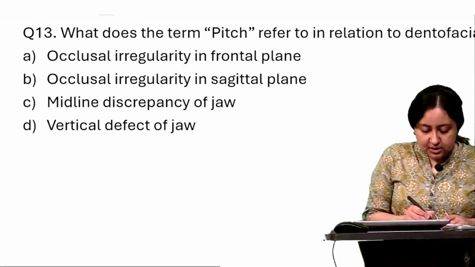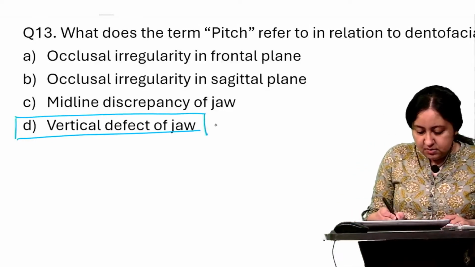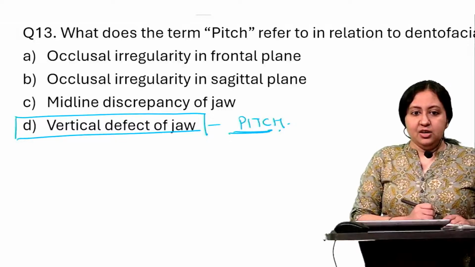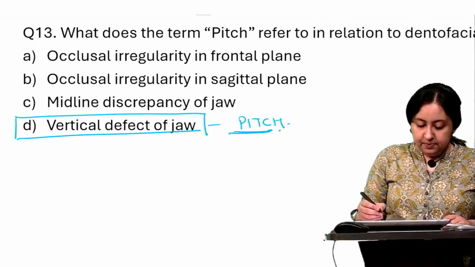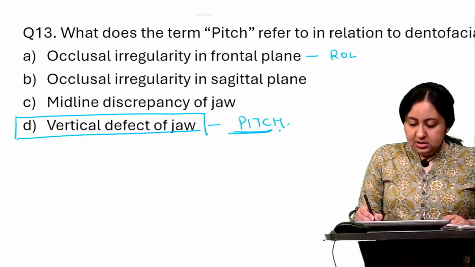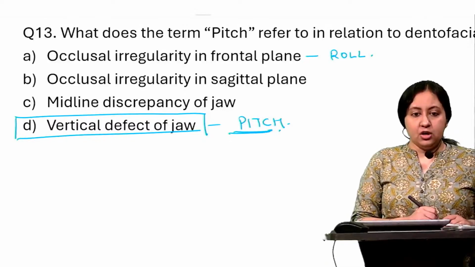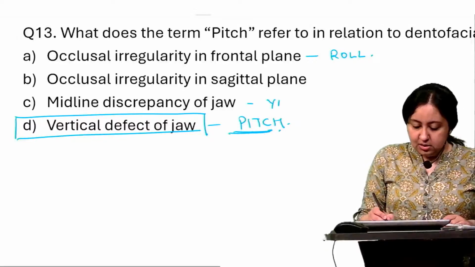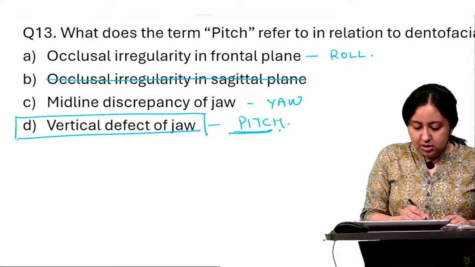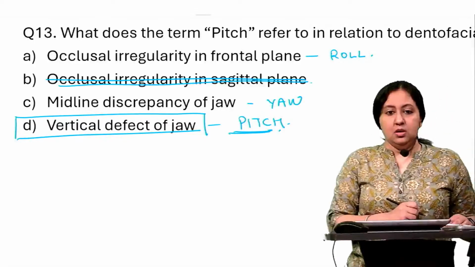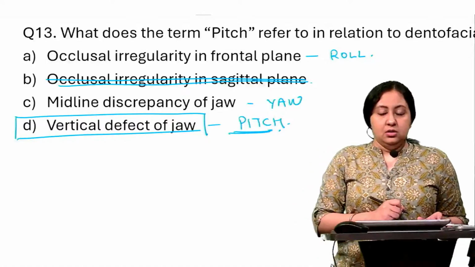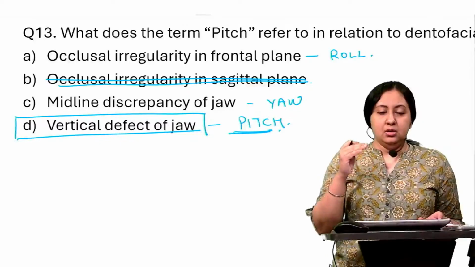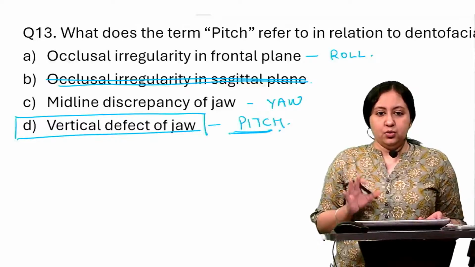So yeah, the answer here is: vertical defect of the jaw is the pitch. This is your roll, occlusal irregularity in the frontal plane, and midline discrepancy of the jaw is yaw. Occlusal irregularity in the sagittal plane is nothing. So just try to remember those one-liners and the diagrams that I've told you. I hope it is clear.